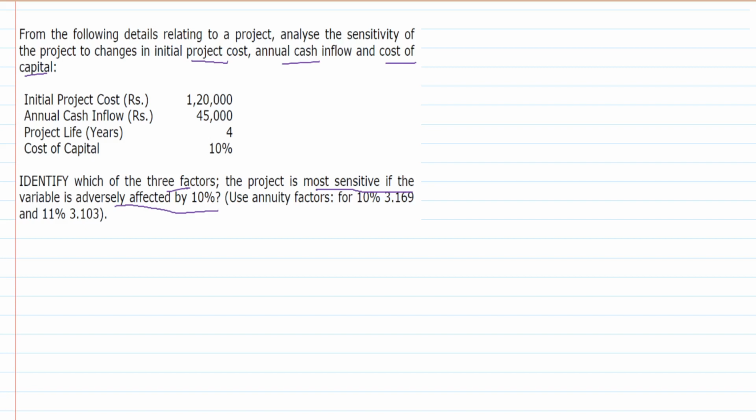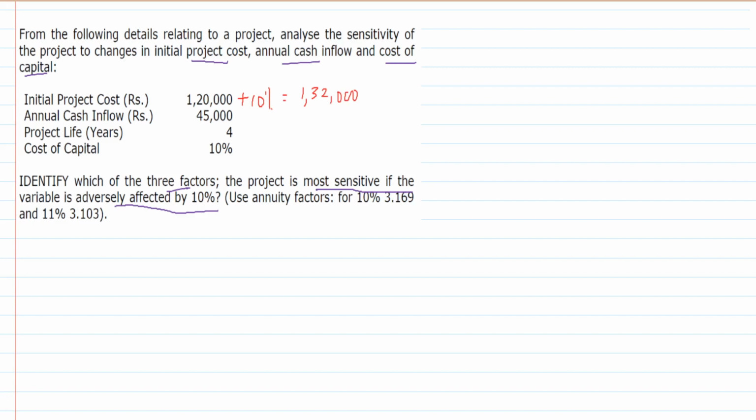So adverse analysis, of course. Tell me, if it is project cost, what will be the adverse analysis? Project cost increasing is bad for us, or project cost decreasing is bad for us? Obviously, the project cost increasing. So if I increase the project cost by 10%, I want to know the impact on my NPV. So I take 1,20,000 and add 10% to it. It turns out to be 1,32,000. So we should recalculate the NPV considering a project cost of 1,32,000.